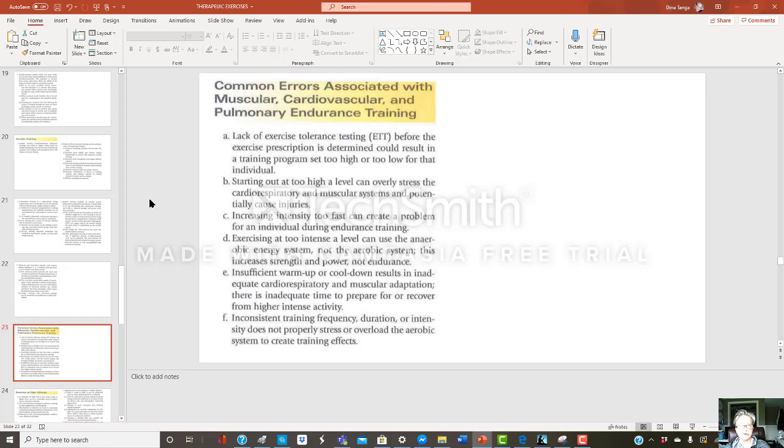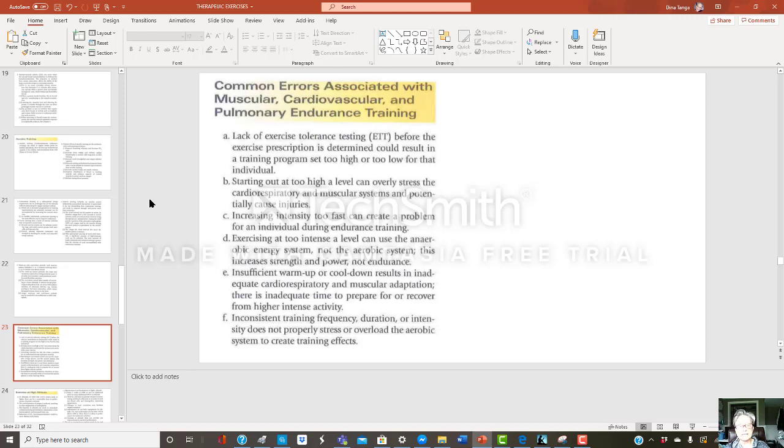Common errors associated with muscular, cardiovascular, and pulmonary endurance training. Lack of exercise tolerance testing, ETT, before the exercise prescription is determined could result in a training program set too high or too low for that individual. Starting out at too high a level can overly stress the cardiorespiratory and muscular systems and potentially cause injuries.